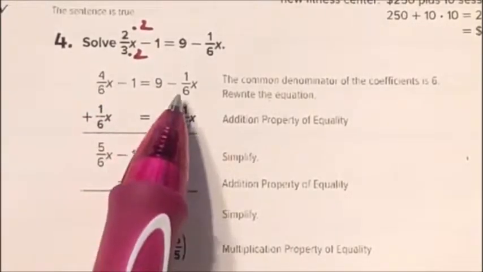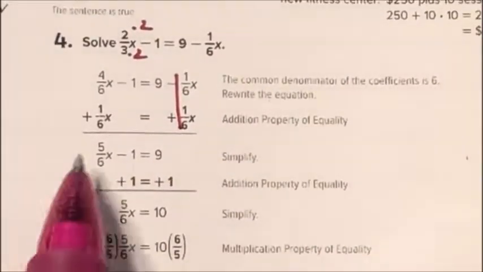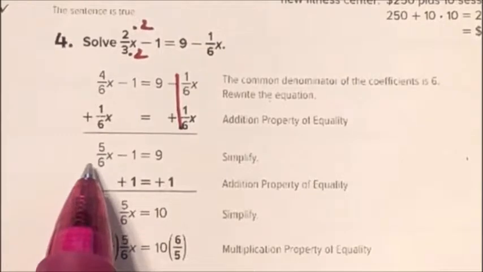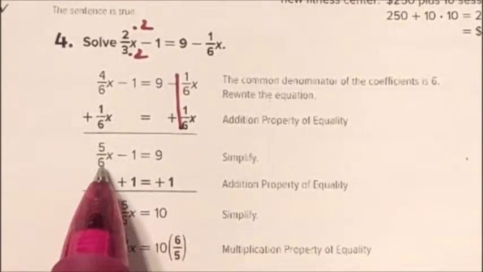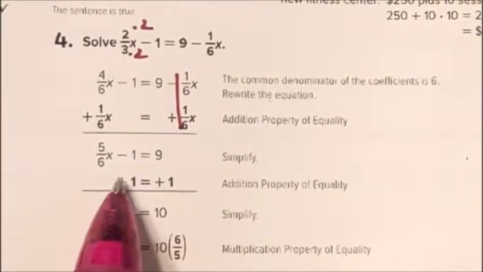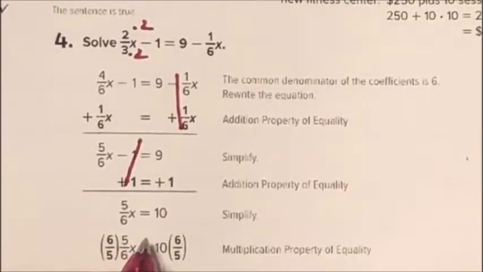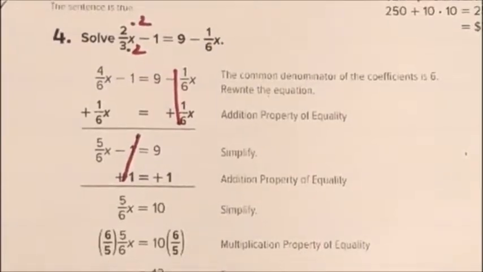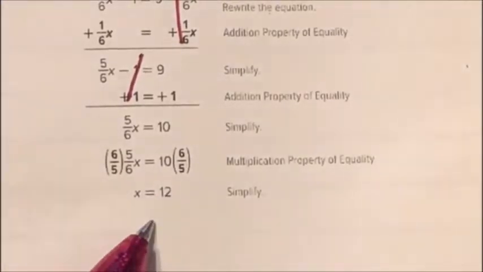So now I can add 1/6 x to both sides. This cancels. 4 plus 1 is 5, and the denominator stays the same. 5/6 x minus 1 equals 9. I add 1 to both sides. That cancels. 9 plus 1 is 10. Then I multiply by the multiplicative inverse, 6/5. Okay, I get 10 times 6 is 60, divided by 5 gives me 12. So x equals 12.